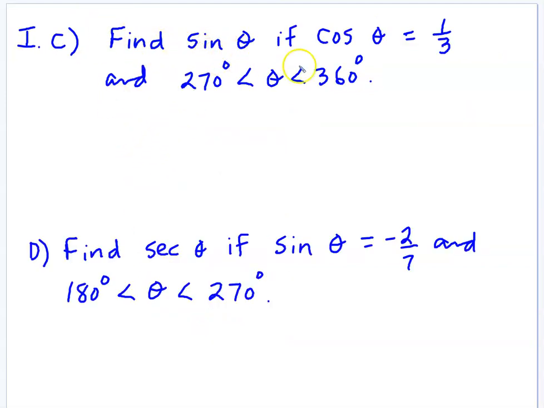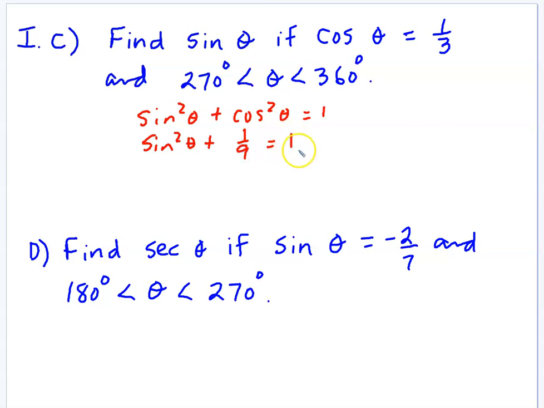Okay, 1C, again, find sine if you're given cosine. So once again, I'll just keep putting these in front of you. The more you see them, the more you do them, the more familiar they become. So this time I'm going to try to find sine given cosine. So sine squared theta plus 1/9 is equal to 1. So this is 9/9. So 9/9 minus 1/9 is 8/9.